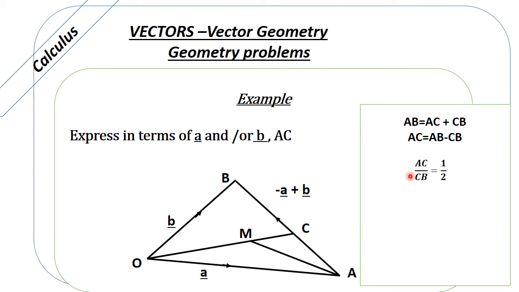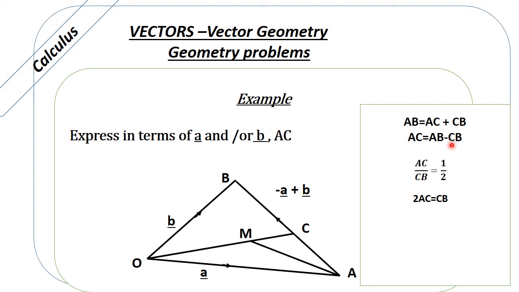So the ratio we're given is AC to CB, 1 to 2. So we can solve for CB. Since we know AB, we're looking for CB. Then once we solve for CB, what we get, we're going to put here. So solving for CB, we're going to have 2AC is equal to CB. When you cross multiply, AC times 2 is going to be 2AC. CB times 1 is going to be CB. So 2AC is equal to CB.